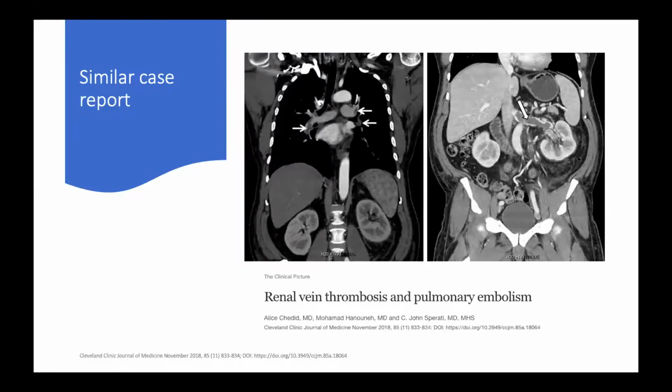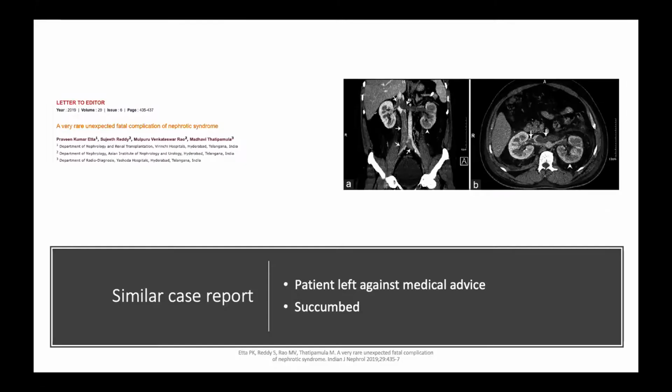So with this, I conclude, and these are 2 similar cases which have been reported earlier in the literature. This was from the Cleveland Clinic Journal, showing bilateral renal vein thrombosis in a nephrotic syndrome patient with pulmonary embolism. The patient was treated with rituximab, and did well. And this was a case report from Hyderabad itself, by Dr. Praveen, showing bilateral renal vein thrombosis. Unfortunately, this patient did not undergo full evaluation and treatment, left against medical advice, and succumbed.